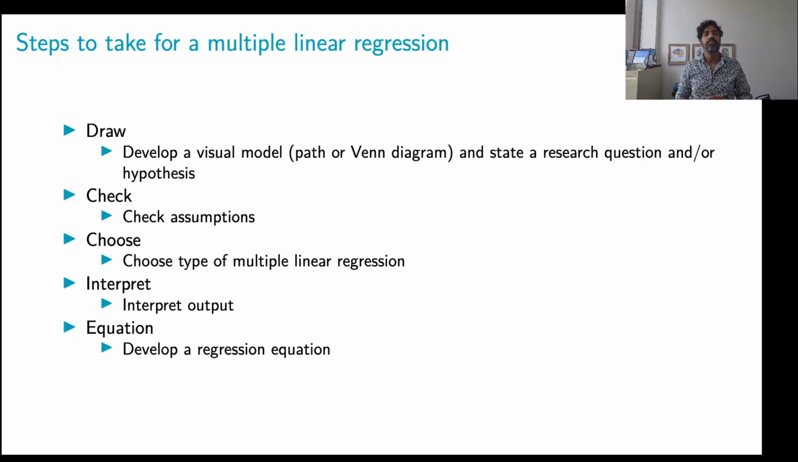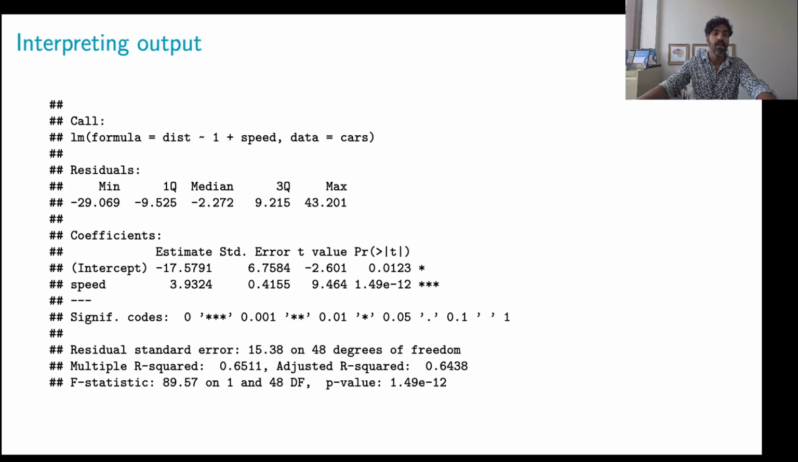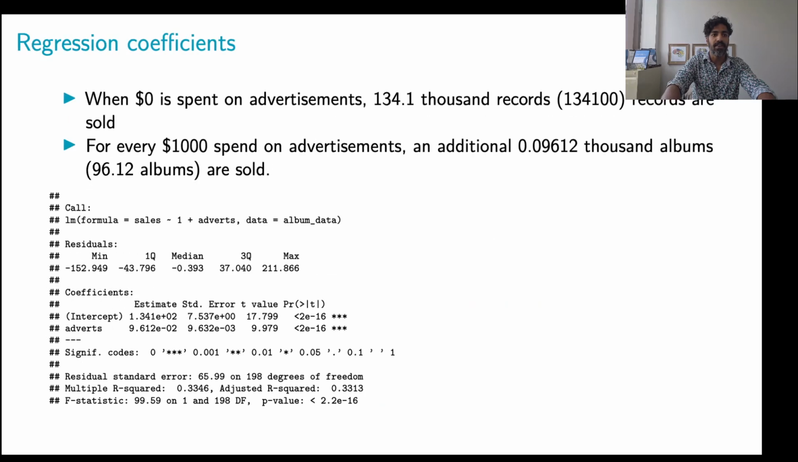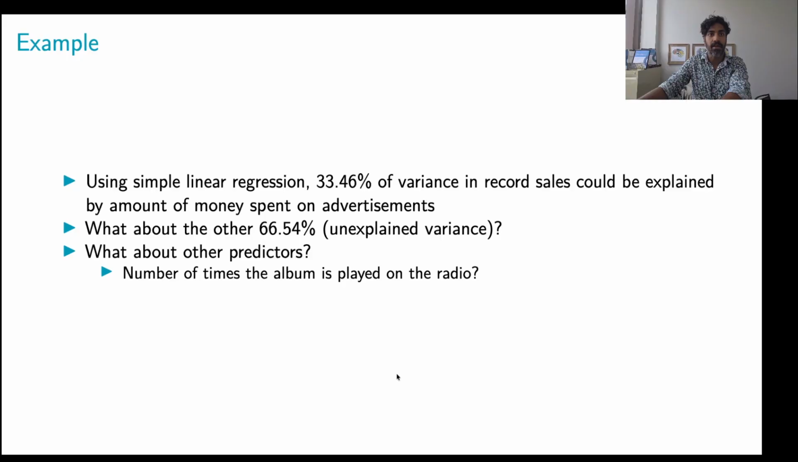You check your assumptions. You choose the type of multiple linear regression, which we'll talk about in a moment. And interpreting the output, we'll talk about an equation, develop a regression equation as well, which we've seen some examples of. So let's use a simple linear regression. 33.46% of variance in record sales could be explained by the amount of money spent on advertisements. Just to refresh your memory, that comes from our example here. So you can see the multiple R squared is 33.46%. So that's the amount of variance accounted for in our model.